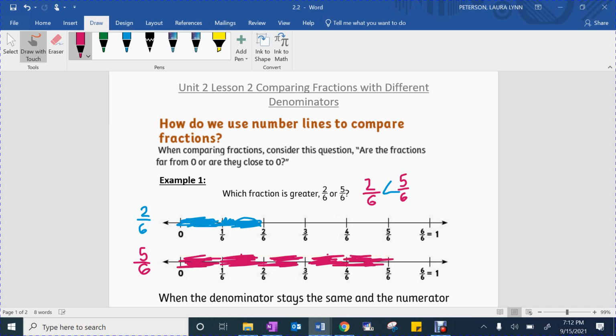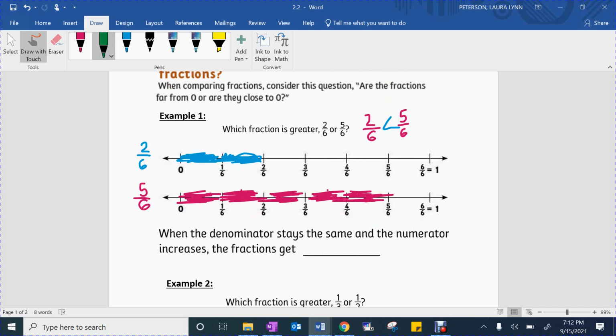So let's take a moment and look at all of our colors. What's happening? Is the amount that we're shading getting bigger or is it getting smaller? I want you to think about that for just a minute. Is it getting bigger or smaller with our shading? Well, hopefully you're seeing that our shading is getting bigger. So here's our sentence. Here's our takeaway.